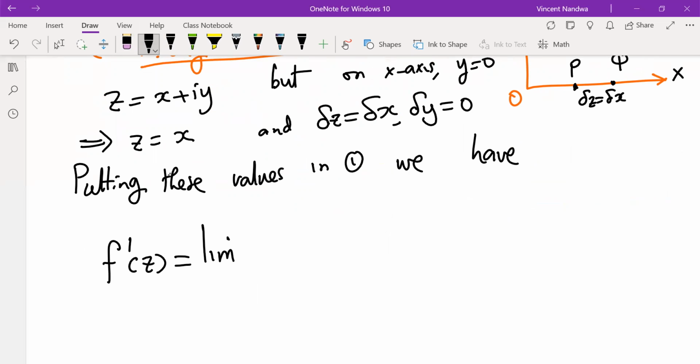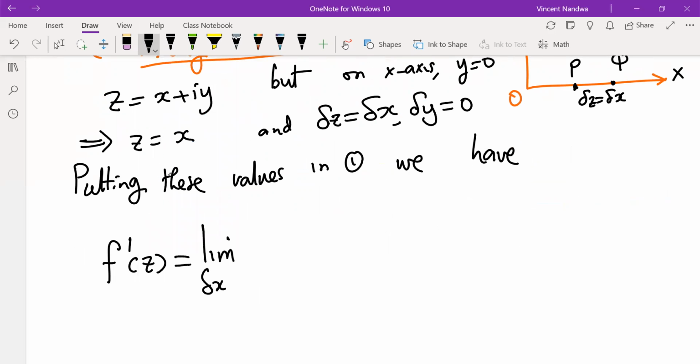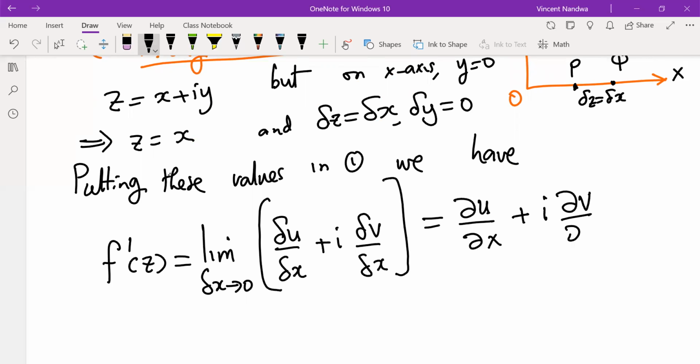So where there's delta z, you put delta x in this case, as delta x approaches 0 of delta u over delta x plus i delta v over delta x, because delta z is the same as delta x. And this is actually the definition of the partial derivative of u with respect to x plus i partial v partial x.